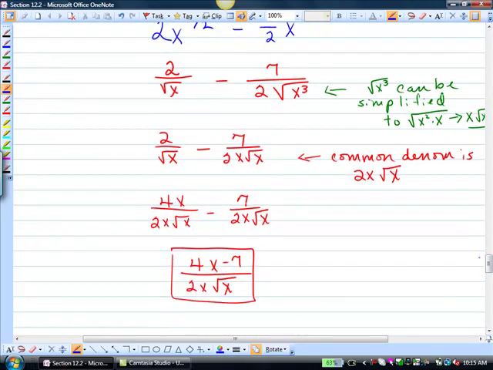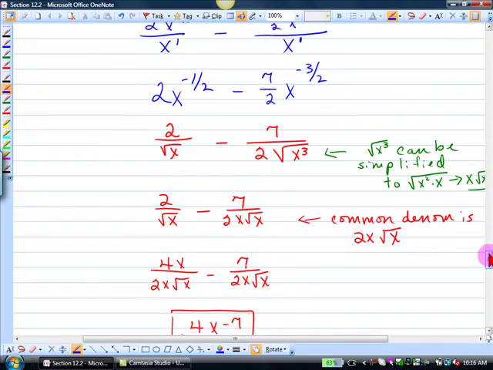Okay. This 2x to the negative 1/2, I switched to 2 over the square root of x, knowing that was kind of the way the stuff was at the beginning. And so the answer is going to have to be back in that. So 2 over the square root of x minus 7 over 2 times the square root of x cubed. How did I get that? Not cube root of x, square root of x cubed. I said it wrong. Remember, that's the index. That's there. And cubed is there.